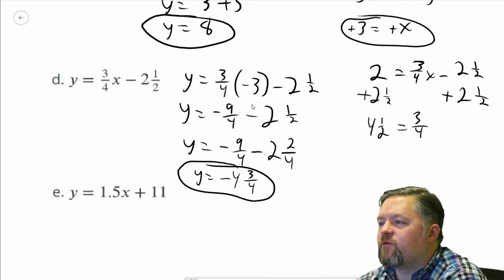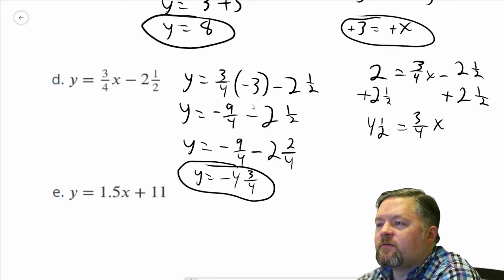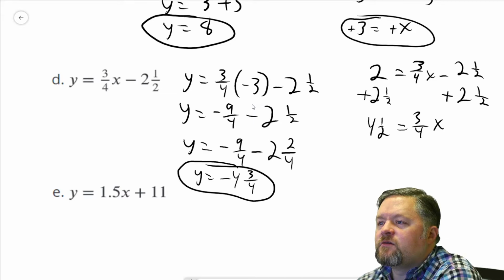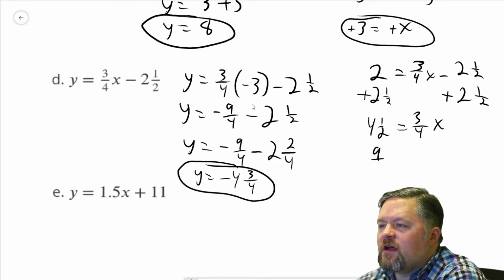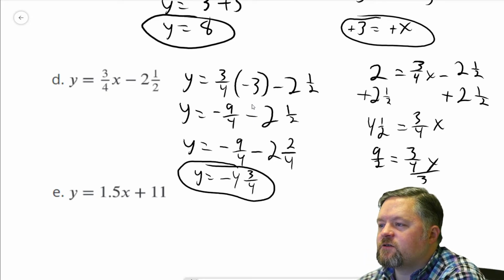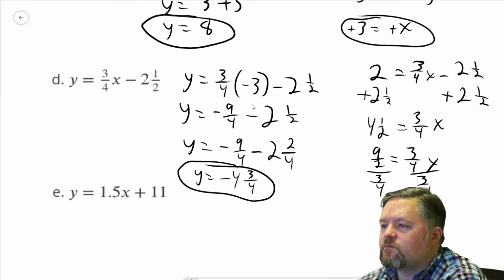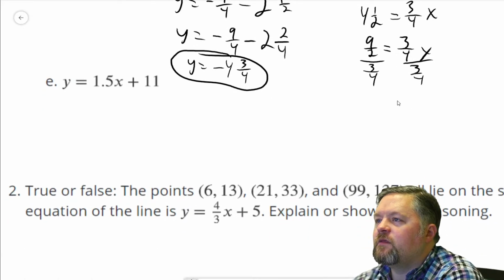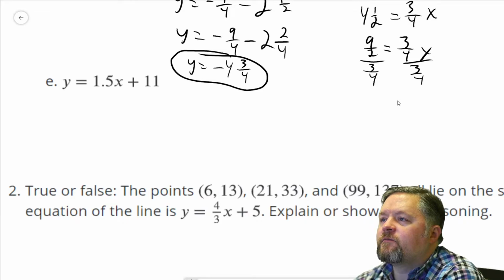4 1/2 equals 3/4 x. This might be even easier to work with if we turn it into an improper fraction. So that's 2 times 4 is 8, plus 1 is 9. So 9/2 equals 3/4 x. To get the x by itself, divide each side by 3/4. Those will cancel. We're left with just x.